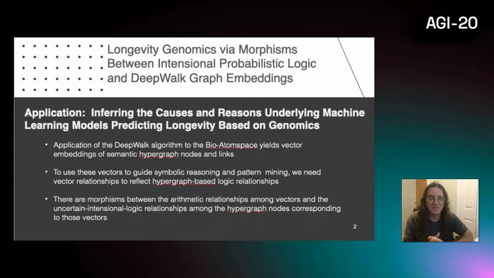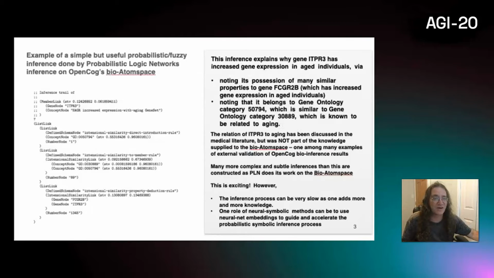So I'm not going to go into the grand AGI theory too much in this talk, but I want to allude to that because that's part of why this is interesting to me. The other parts being because the application area of longevity genomics is interesting, and these are also just cool algorithmic and mathematical relationships on their own.